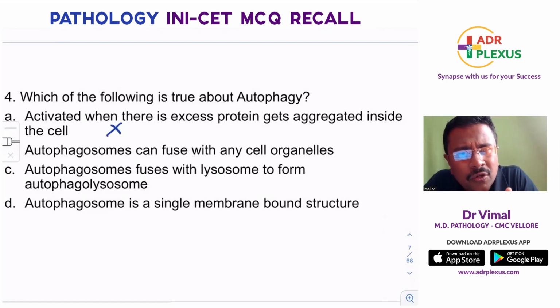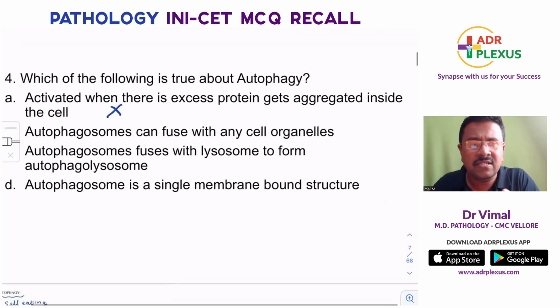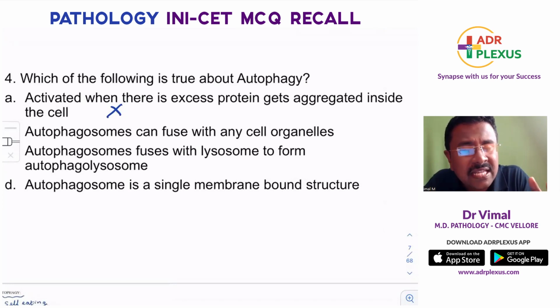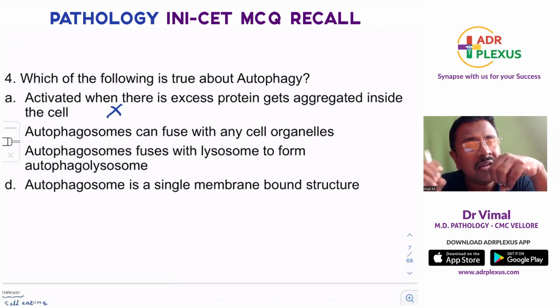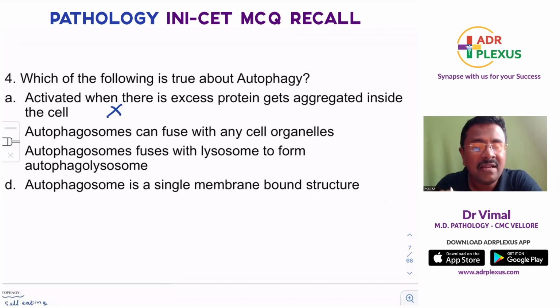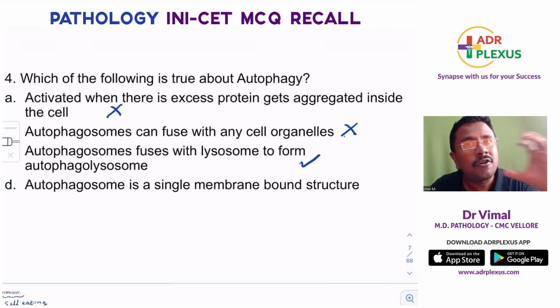Second option: autophagosomes can fuse with any cell organelles. Do you think autophagosomes can fuse with any cell organelle? Usually autophagosomes will fuse with lysosomes only, and after fusing it forms the autophagolysosome. So autophagosomes will not fuse with any organelle, only with the lysosome. So this option is wrong, and obviously the third option is the right option, that it fuses with the lysosome to form the autophagolysosome.